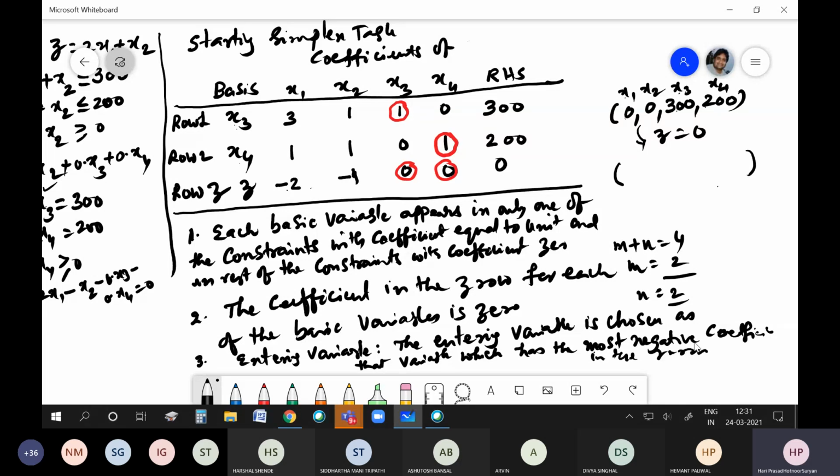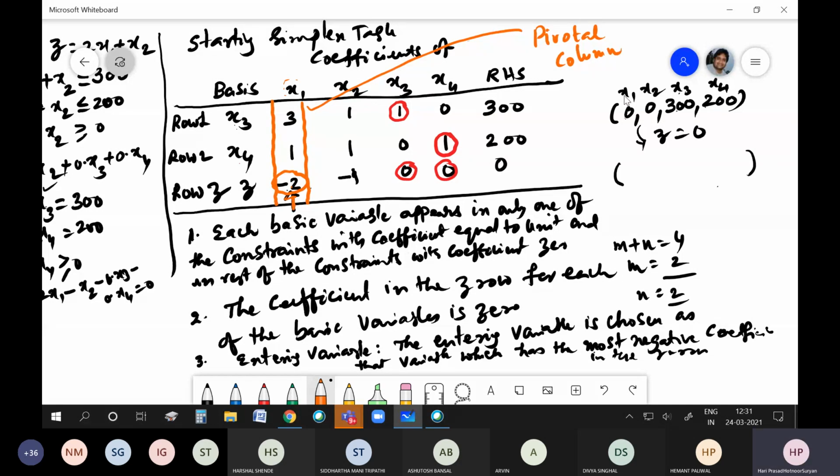So the entering variable will be this. This has the maximum, no? So the entering variable will be -2. What is this? X1. This -2, correct. So you mark this column, and this column is called the pivotal column.